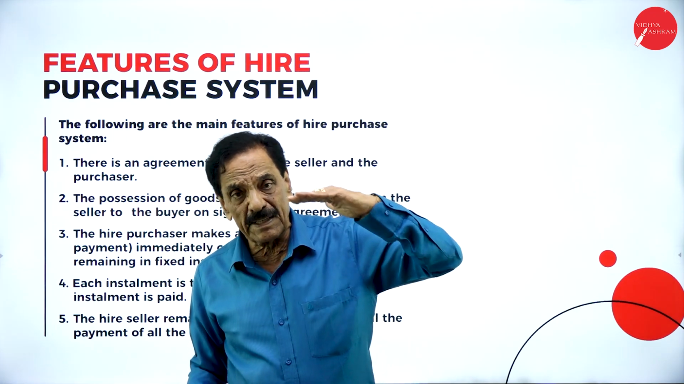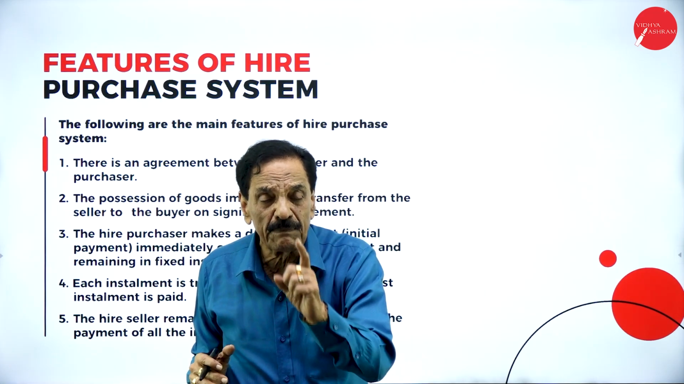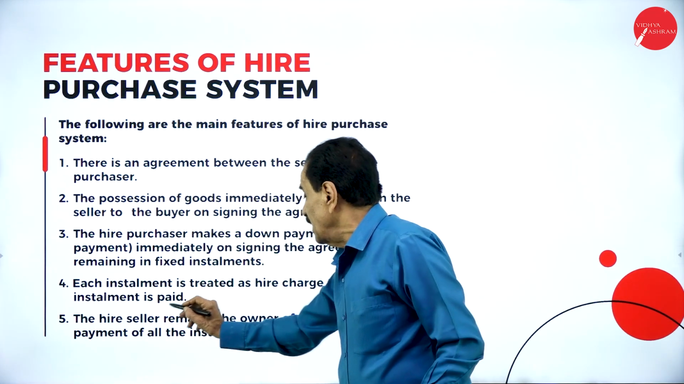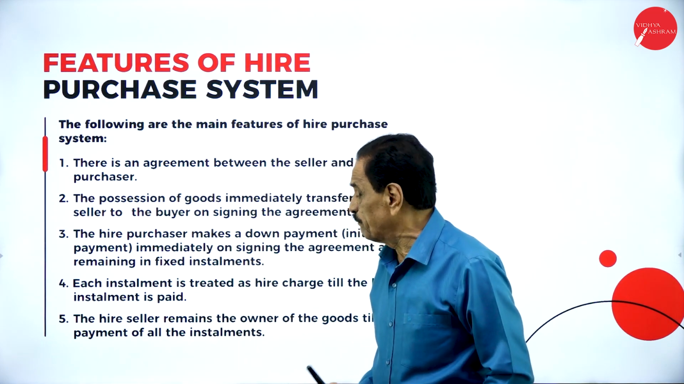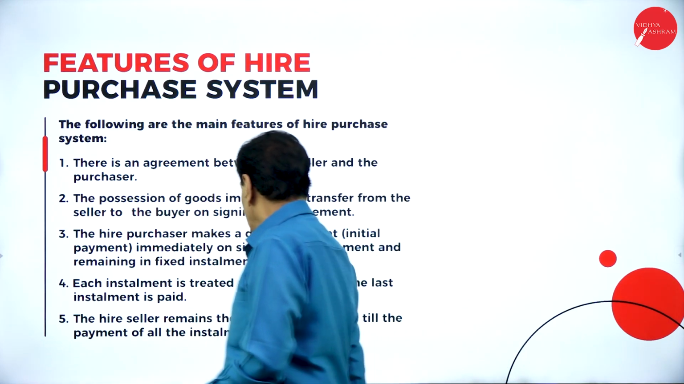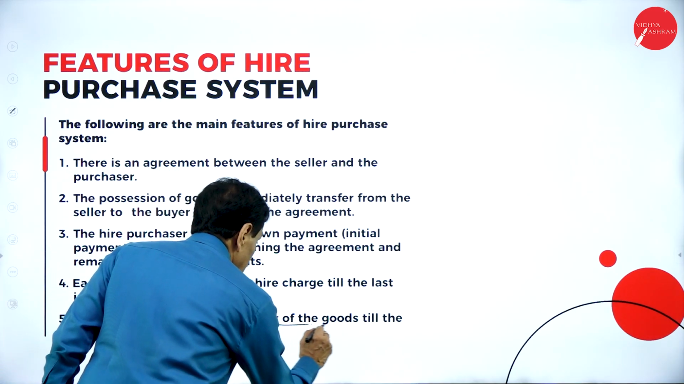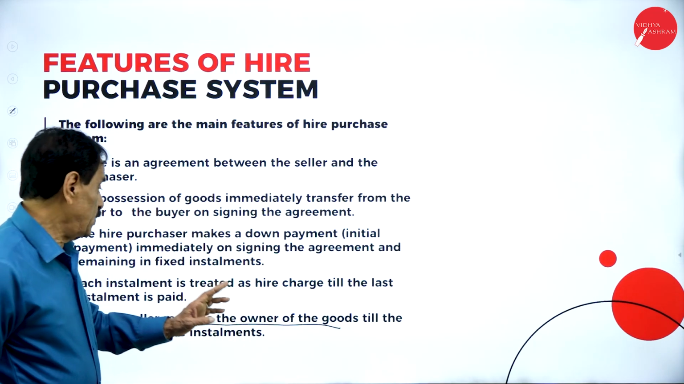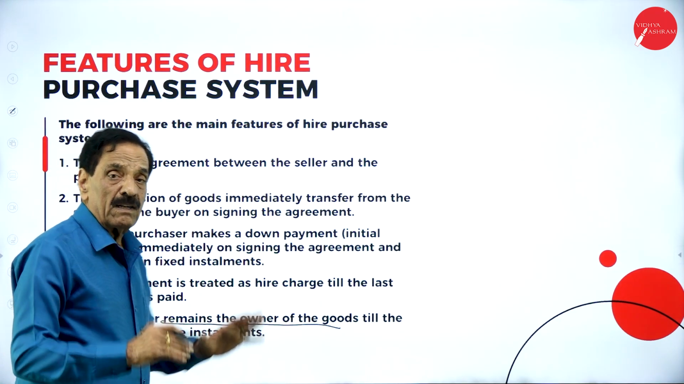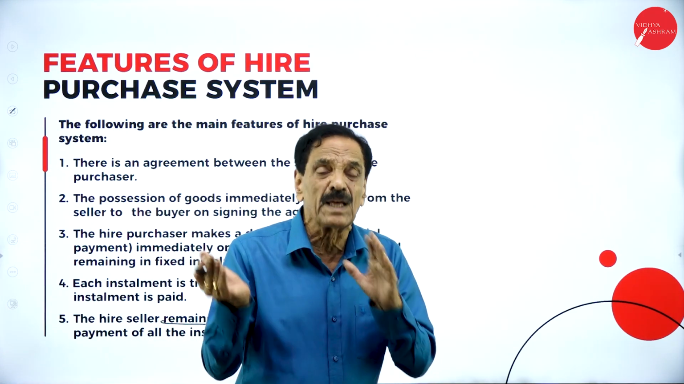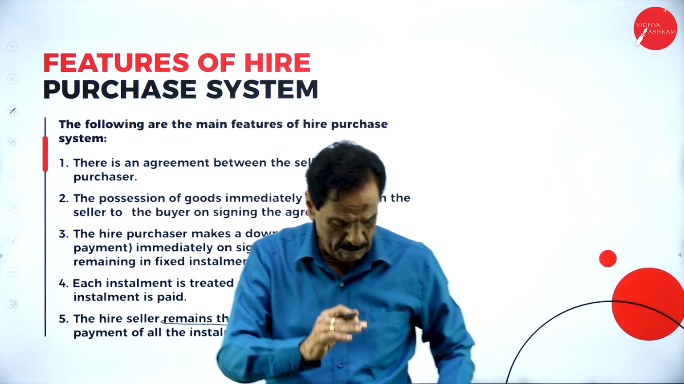So first they will pay the down payment, and the balance in a number of installments. Each installment includes the interest. Each installment is treated as hire charge till the last installment is paid. The hire seller remains the owner of the goods. This is important: the hire seller remains the owner of the goods till the payment of all the installments. If all the installments are paid, then only the legal ownership will be transferred from seller to the buyer.